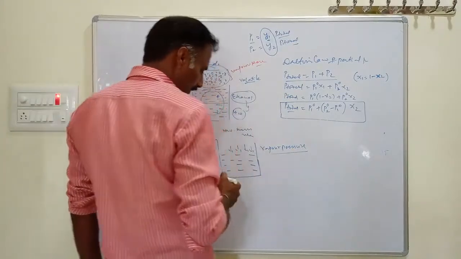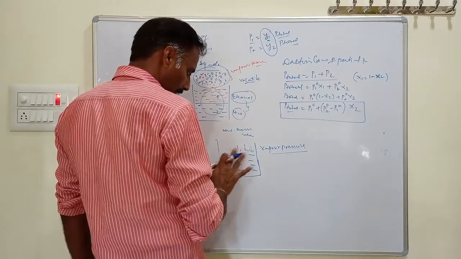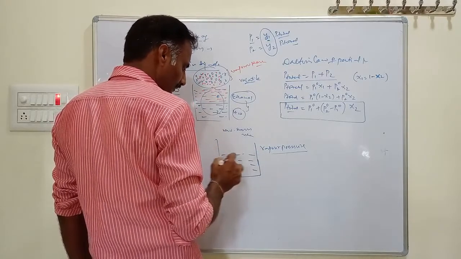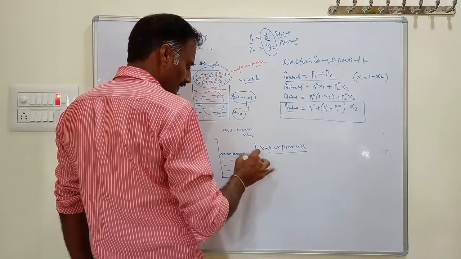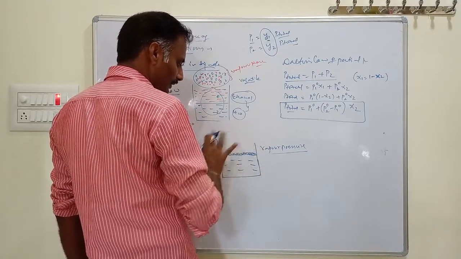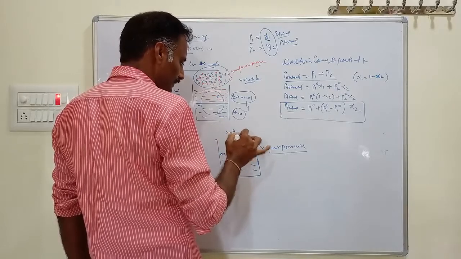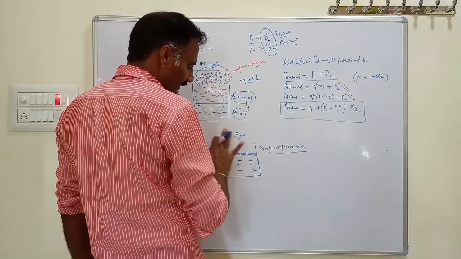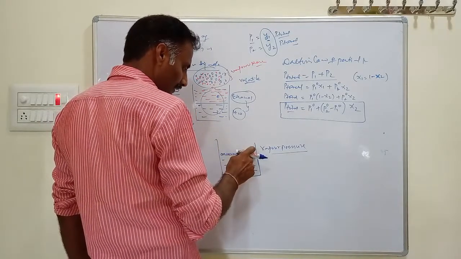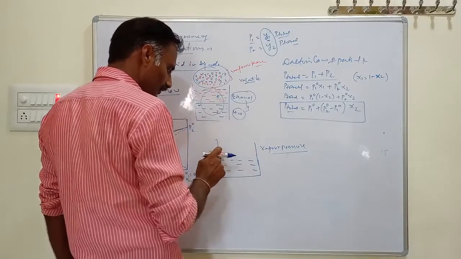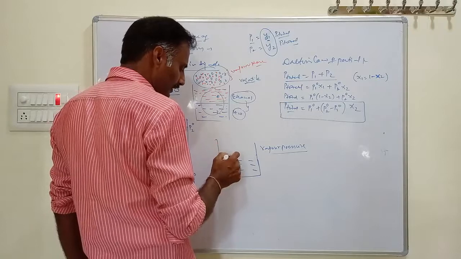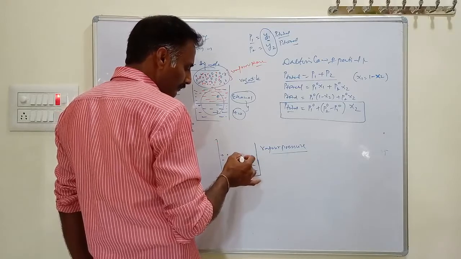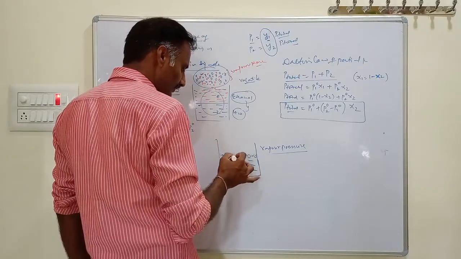Since if it contains only solvent molecules, then more solvent molecules are present on the surface of the solution, more solvent molecules escape from the surface, and then the vapor pressure goes on increasing. But if you are adding a solute to the solvent, then some of the solute particles occupy surface area. When some of the solute particles occupy surface area, the number of solvent molecules at the surface decreases.